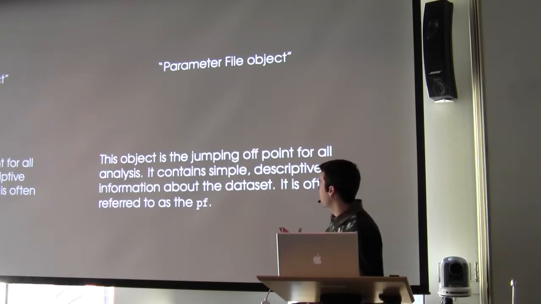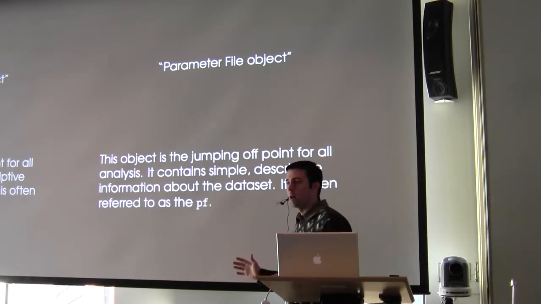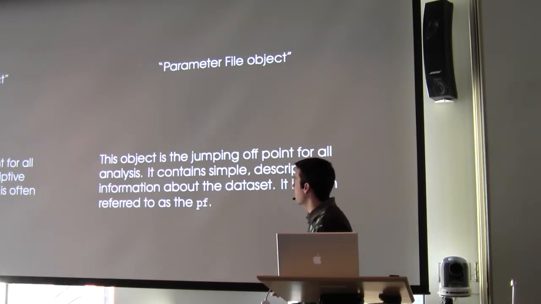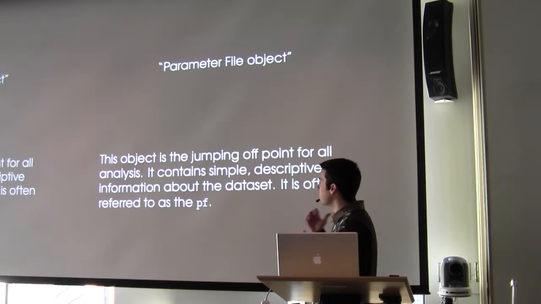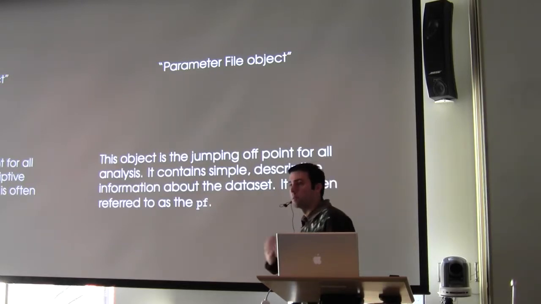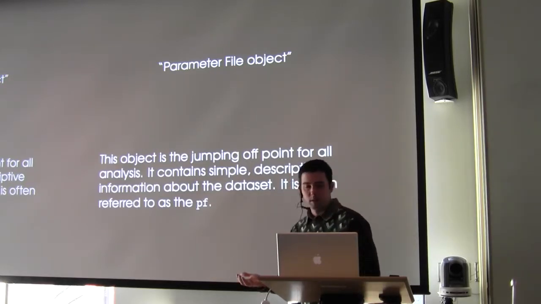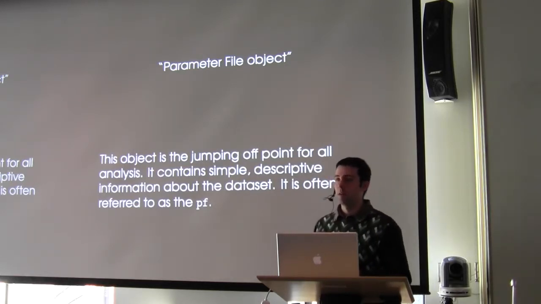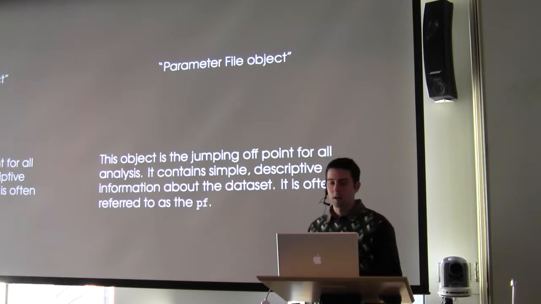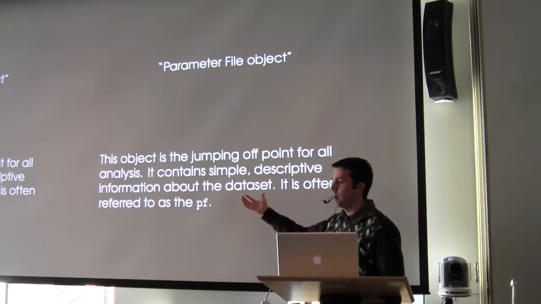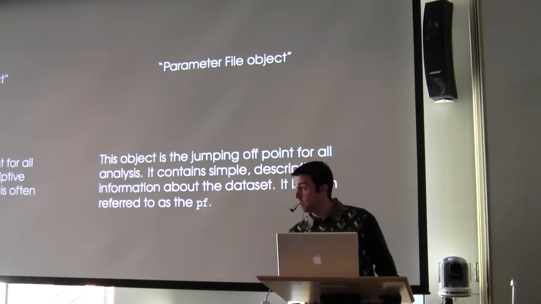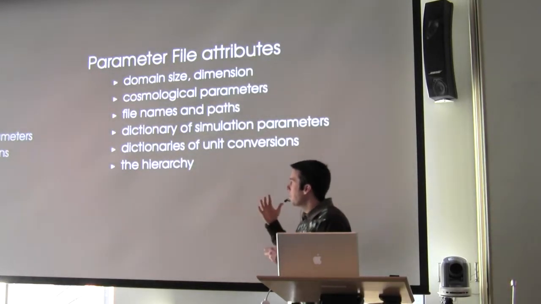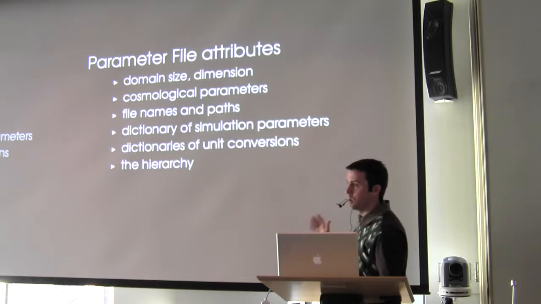So the parameter file object is really where all your analysis begins. Okay, this is the thing that is associated with your data set, and it contains attributes that are descriptive information about this set. It is often referred to as the PF. So if I just say PF during this talk, I'm talking about a parameter file object, assuming that you've instantiated one.